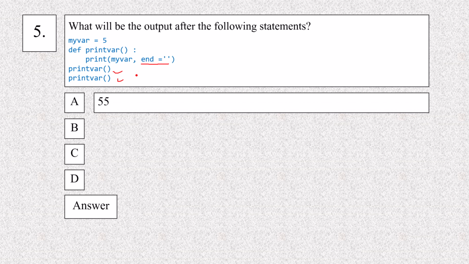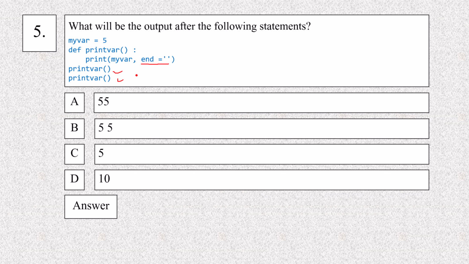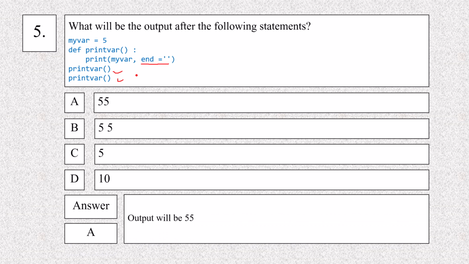Option A, 5, 5. Option B, 5 space 5. Option C, only 5. Option D, 10, 1, 0. So the correct answer will be 5, 5. That is option A. And now I will show you why the output is 5, 5. Before that, please let me explain what is end parameter here.